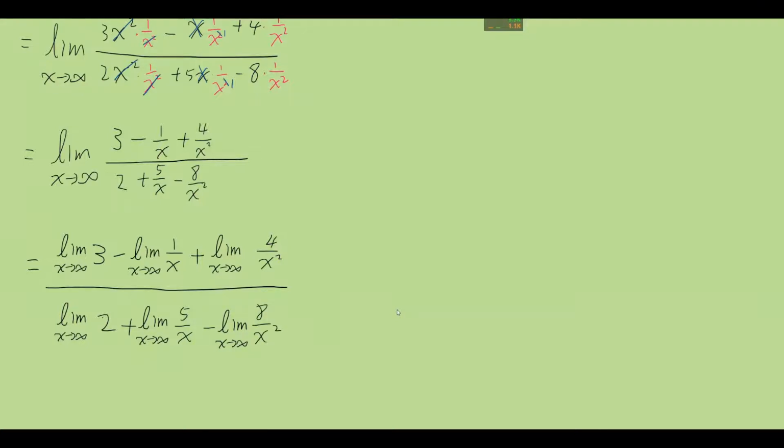Okay, so let's see what we have. We know that the first one, the limit of a constant, is the constant, so that's just equal to 3. Same thing for the denominator, that's just equal to 2. So we have nothing to worry about there. And let's look at the rest of them.